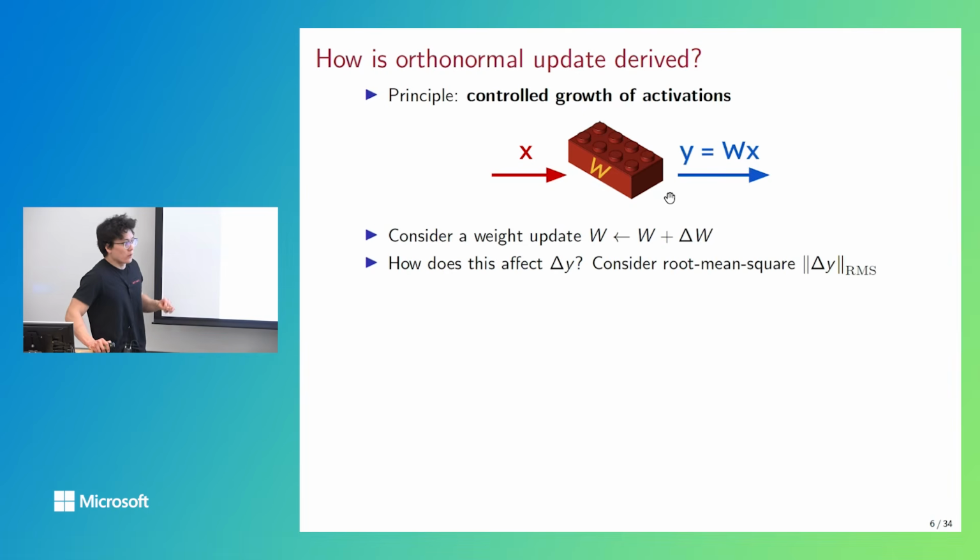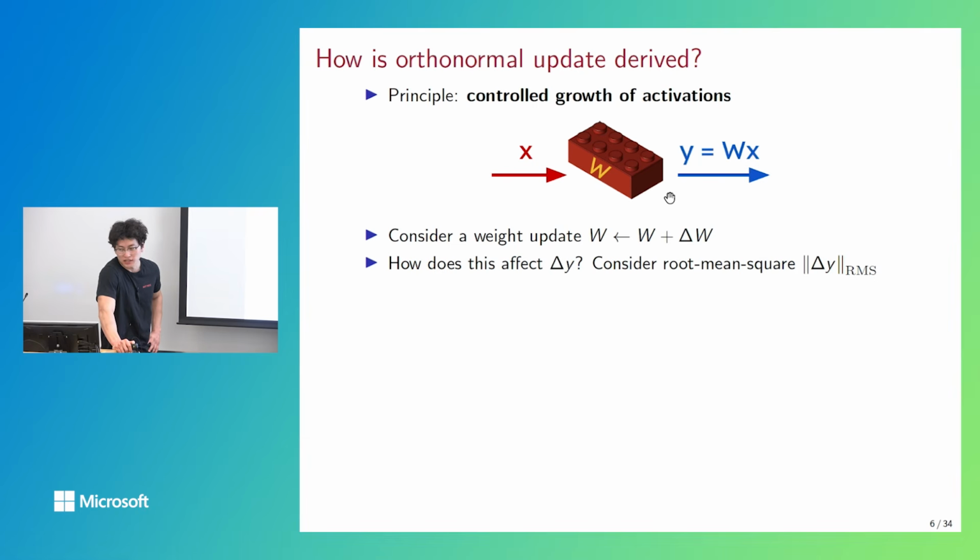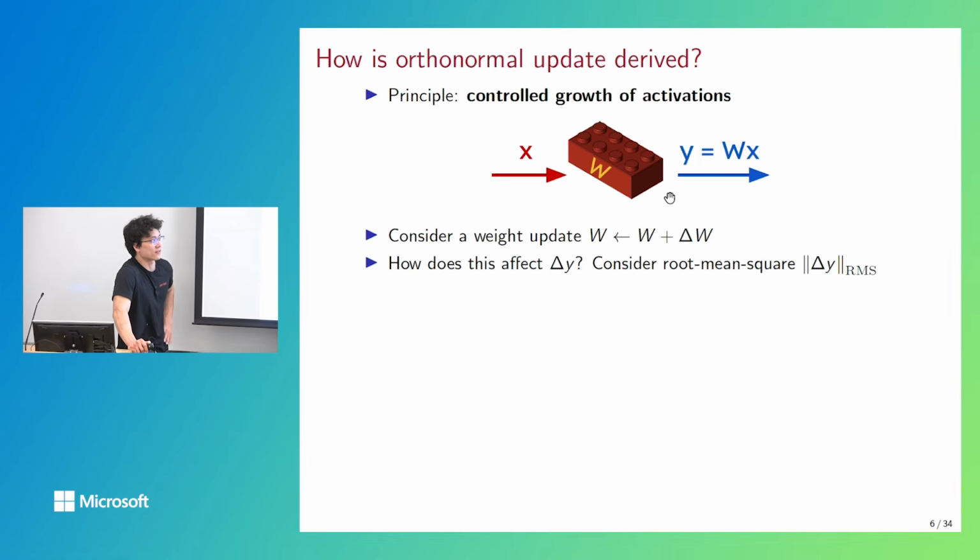In particular, we want to understand this question scale invariantly. So we're going to consider root mean square norm, which is nothing but the L2 norm divided by the square root of dimension. So it's a dimension independent quantity. And we want to see how this quantity evolves after update delta W.